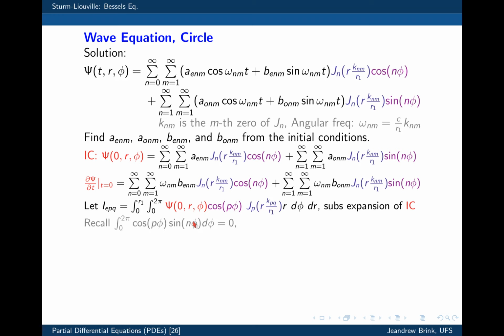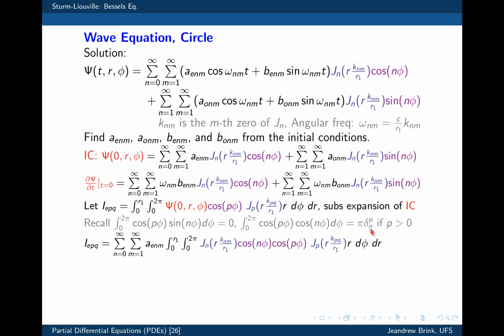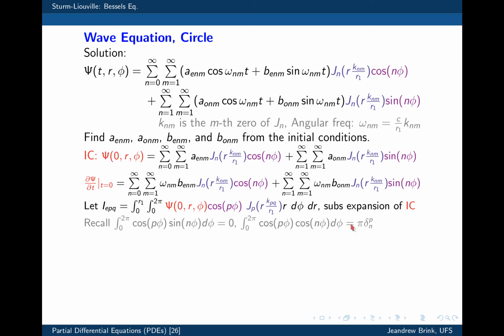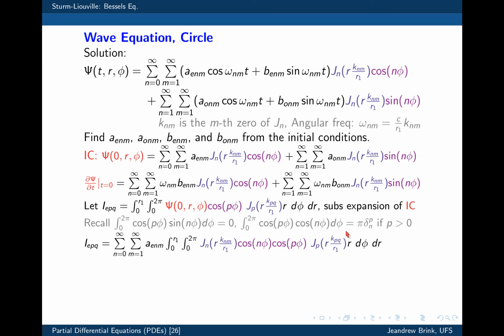And the moment we do that, we remember we're going to need the following identities. Remember, the integral from 0 to 2 pi of sine times cos is 0, and the integral from 0 to 2 pi of cos(n phi) cos(p phi) is equal to pi times the delta function. In other words, it's 0 if n is not equal to p. If n equals p, it's pi, provided p is greater than 0. Okay? If p is equal to 0, then the thing is just the integral from 0 to 2 pi, which is 2 pi. So there's a special coefficient if p is equal to 0. Okay, so let's just do that now.